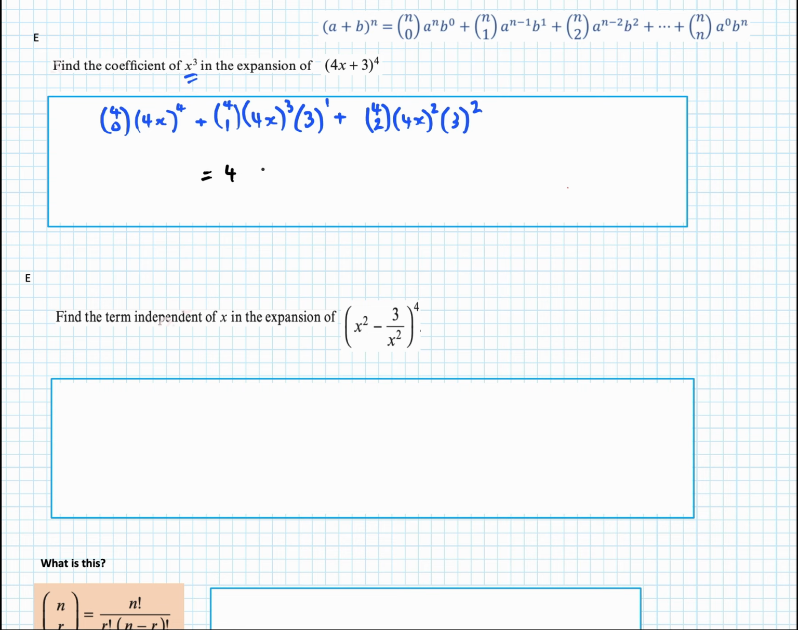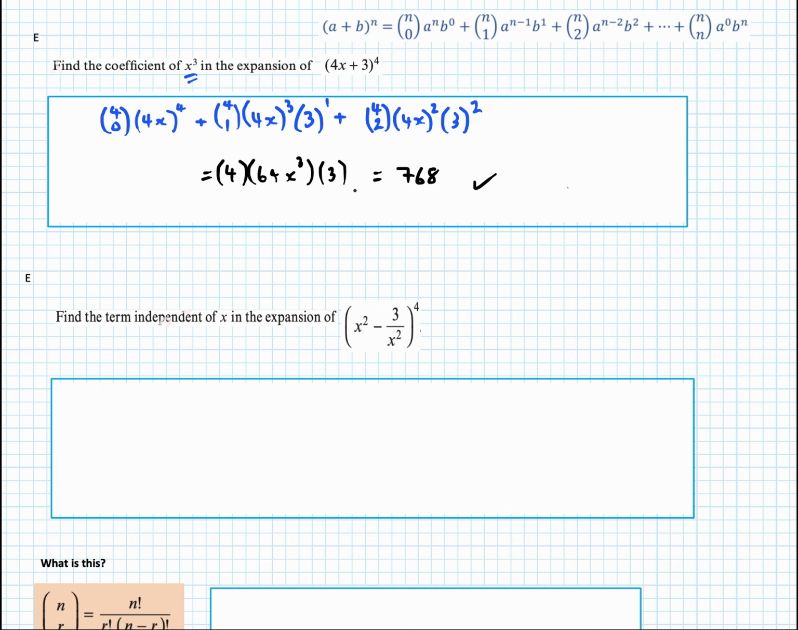So this is 4 times 4 cubed, 64, x to the power of 3, and we just have the 3 there as well. Put everything in brackets, just in case you have a negative sign that might upset you. So we're looking for the coefficient, which is really just a number out front. So in this case, 4 times 64 times 3, which is 768, and we don't need the x cubed, so that's your answer there. That's the coefficient.